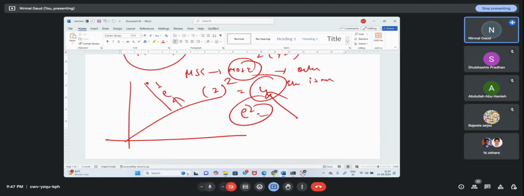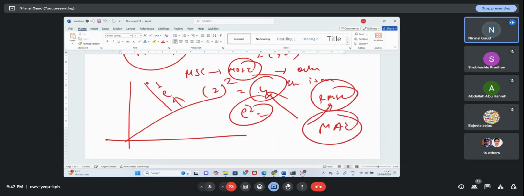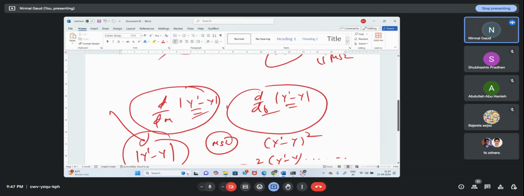So if you have outliers, ignore MSE. First try RMSE, if this value is less, okay, else you can go ahead with MAE. And differentiation, as you told, differentiating this mod value is complicated. We don't prefer differentiation in this aspect. Yes, Subhashish. All right, fine. So that's the case.